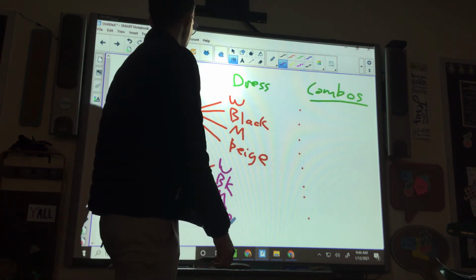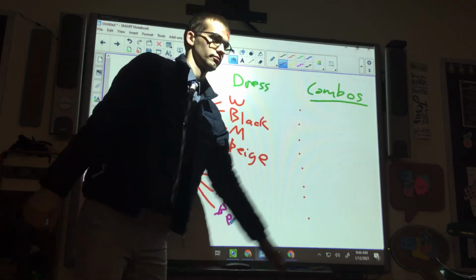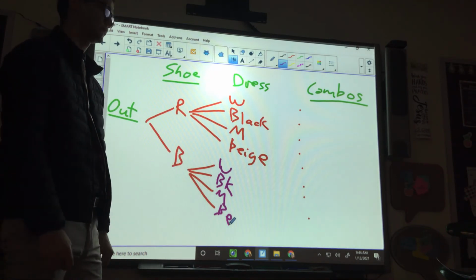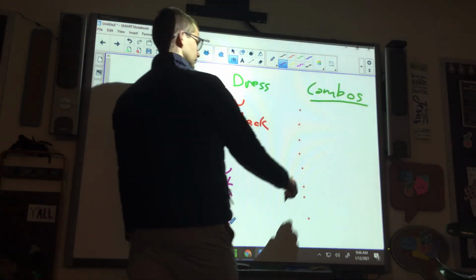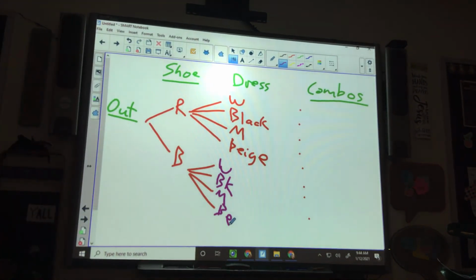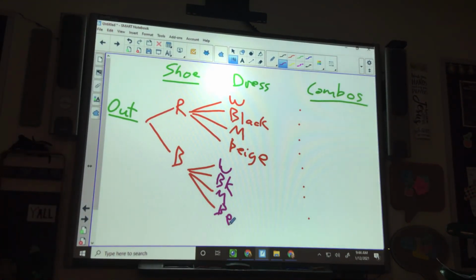How many do we have? What are the combinations? Did you write those down? Well, we have to write them? Yeah, that's what that side portion is for. You're actually writing them down. Underneath combinations, you write down.